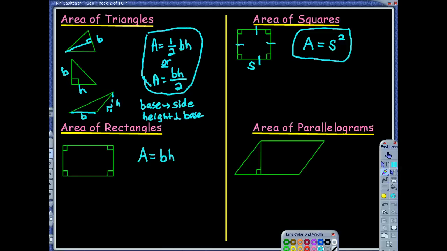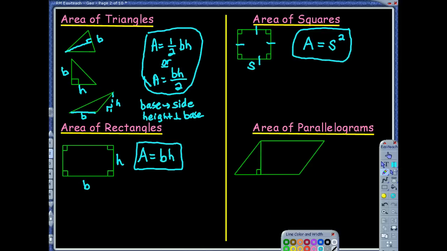Now, a rectangle, base times height. Same rules apply. A base is a side. The height has to be perpendicular to it. So what's unique to a rectangle, as well as a square, is that the height is also a side. In a triangle, it wasn't. But in this case, the height can be a side because consecutive sides are perpendicular to each other. You'll also hear length times width sometimes. Our book likes to use base times height, so just be aware of that.